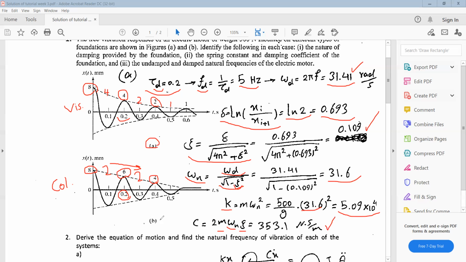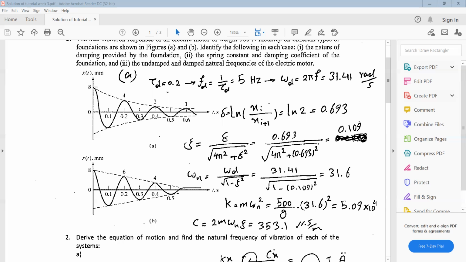But for part B, to obtain the stiffness, you can use this equation, but this time instead of omega n, you need to substitute 31.41, because as I told you, the natural frequency in case B with foundation B is the same as the undamped system. And here instead of 31.6, you need to substitute 31.4. So you can find the stiffness of the system. Okay, any question? Is it clear?